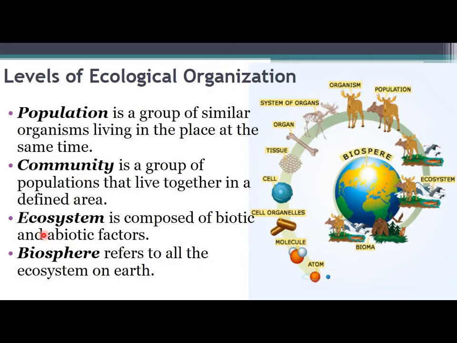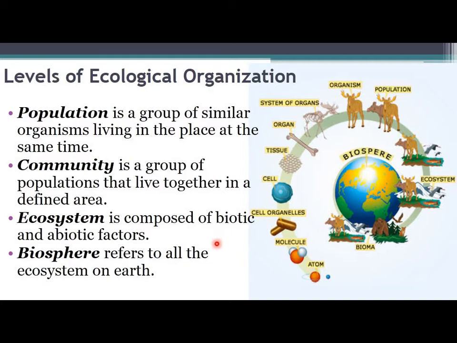Next, we have what we call ecosystem. Pag sinabi nating ecosystem, it is composed of biotic and abiotic factors. Marami kasi tayong ecosystem na tinatawag. Halimbawa, desierto, that is also what we call ecosystem. Rainforest, that is ecosystem. Grassland, ecosystem din yun. Ibig sabihin, it is composed of biotic and abiotic factors.